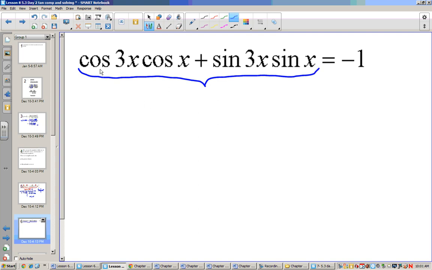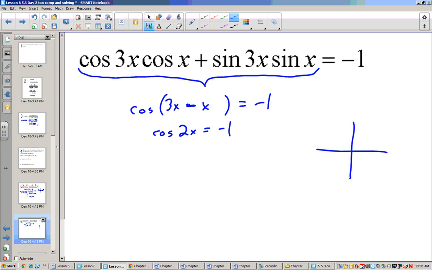Now, this is cosine cosine plus sine sine. So we can break it down to cosine of A minus B. Since it's plus, and cosine is the opposite of what you think it should be, there will be a minus. My A is 3x, my B is x, so now we can combine this to be cosine of 2x is equal to negative 1.